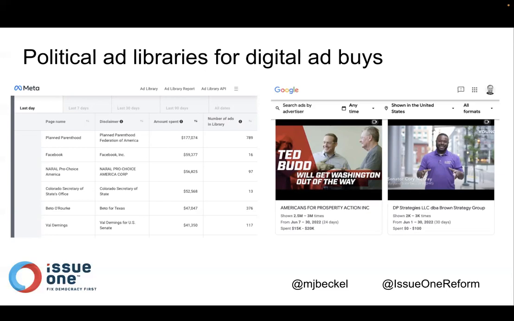So again, there's links to both of these in the tip sheet, but the Facebook political ad library now with its parent company Meta running the show, and the Google ad library. The Facebook Meta ad library covers both Facebook ads and Instagram ads. The Google ad library covers both Google ads and YouTube ads. So really great resources to get a larger picture and to actually see the ads that people are being rendered, different demographics, different targeting audiences.